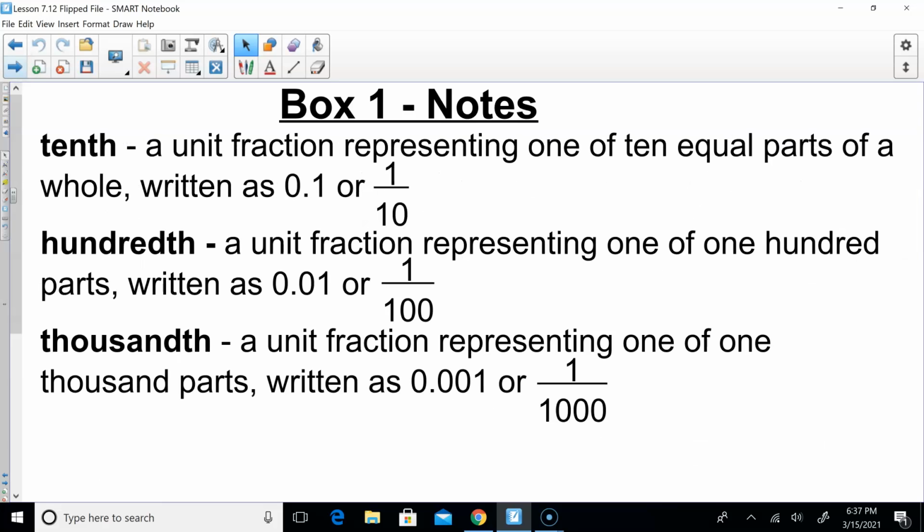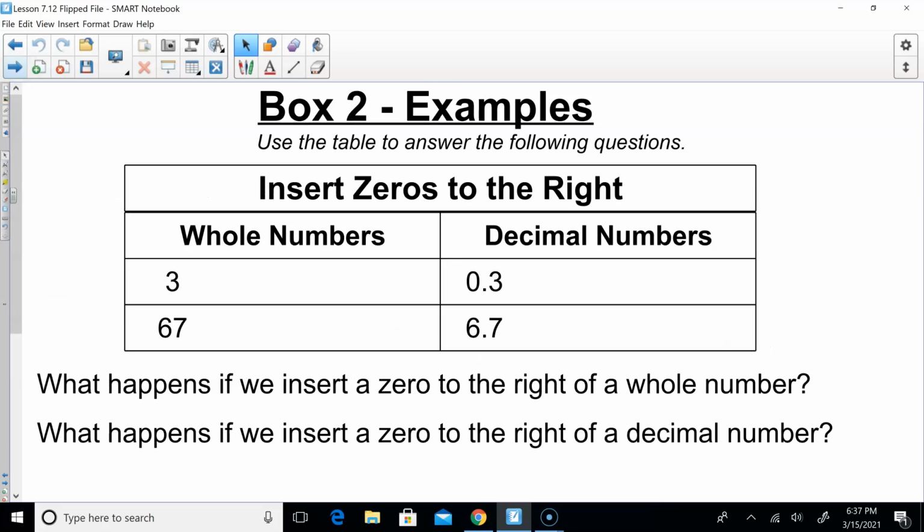We know we have tenths and how they're written. We have hundredths and how they're written. And we also have thousandths and how they're written as well. A good review as we get into this lesson. So some scenarios come up now about inserting zeros to the right.